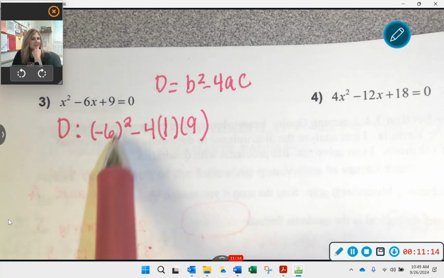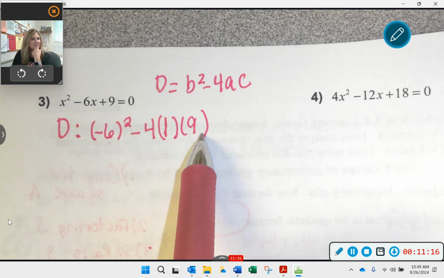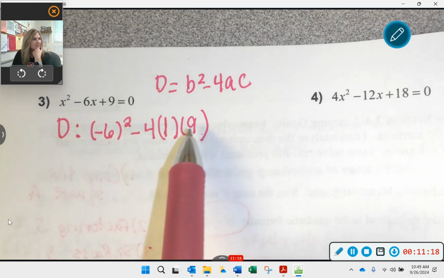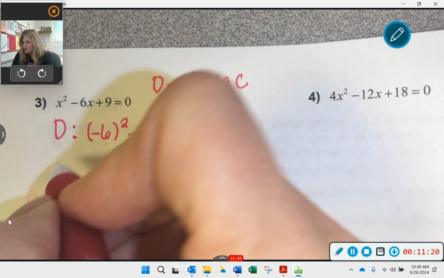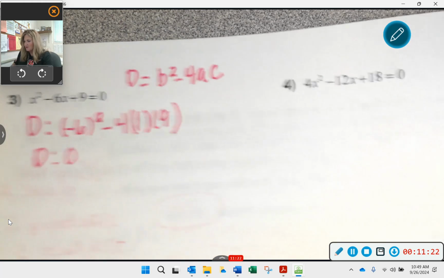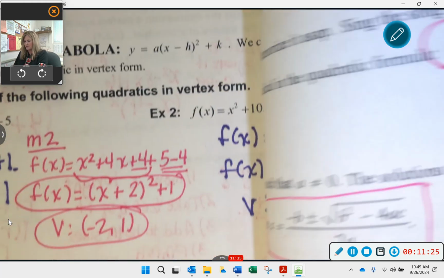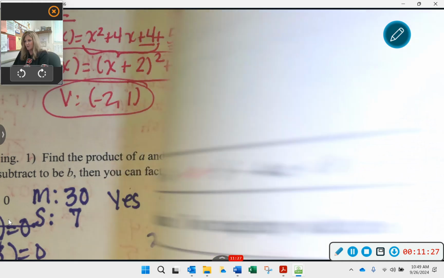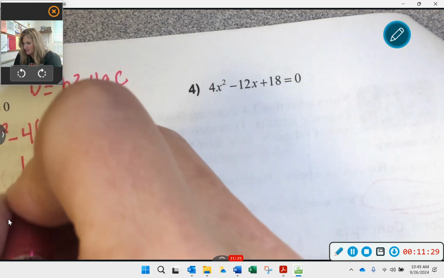So we have to do b squared minus 4 times a times c. Anybody have it? What is it, Sam? Yep. So our discriminant is 0. So what does that mean then when the discriminant is 0? So we should get one real solution.